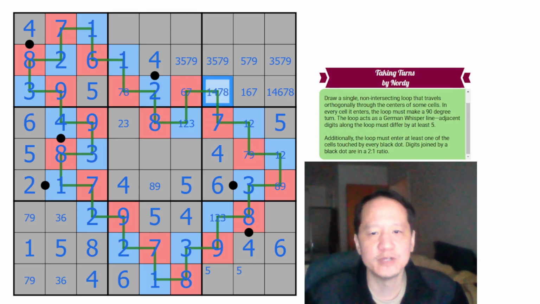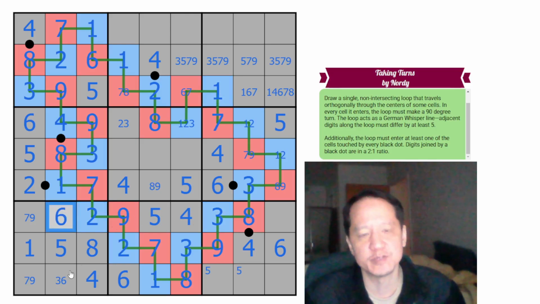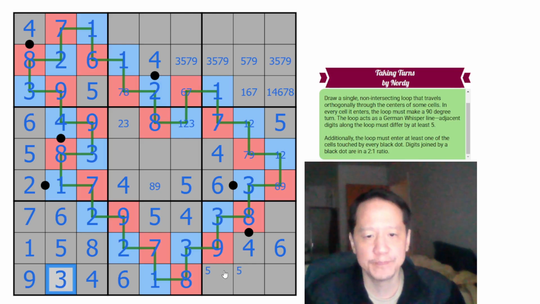The 7 has to be next to a 1 here because that's the only possibility. That's 5 away from the 7. So this becomes 1. This could still be 6 or 7. We're not sure which. This can't be 1 or 2, so this must be 3 because of this 1 and this 2. This can't be 3, so this must be 6. This can't be 9 because of that 9, so this is 7. That makes that 9 and this a 3.